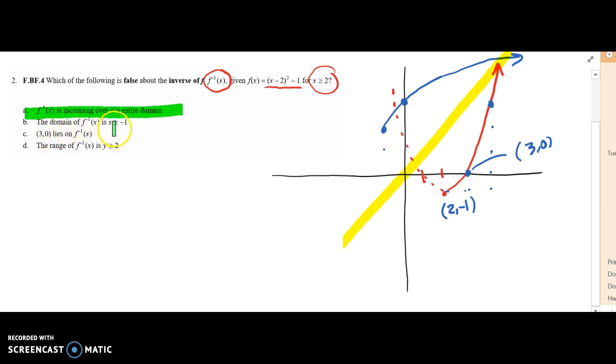Is the domain x is greater than negative 1? Yes, because this negative 1 comma 2 is the farthest left value. So that one's true.